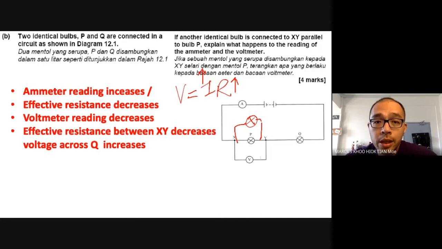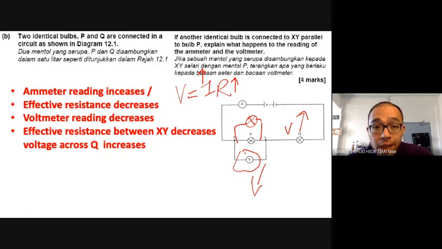Okay, so here the voltage will increase, but over here the voltmeter reading will decrease, because when you add more bulbs, when you add more resistors in parallel... sorry, the voltmeter reading over here will decrease. All right.